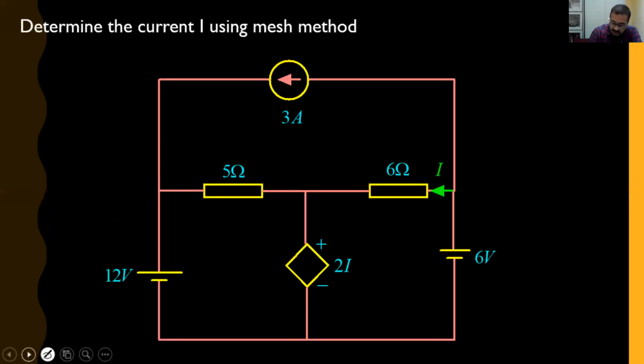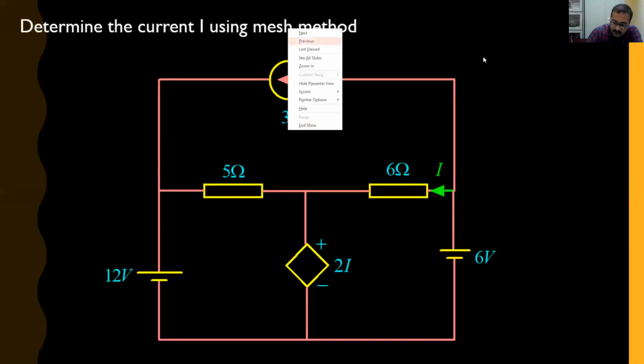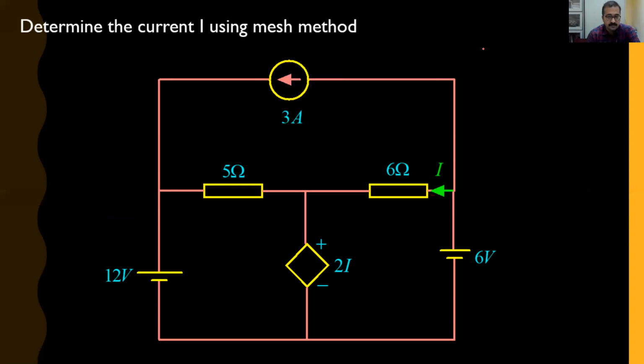Determine the current I using mesh method. You can see here, we have a plus minus. So what is this? This is a voltage source. How did I recognize that it's a voltage source? Because I was given polarity, plus or minus. If it's a current source, then you will be given only an arrowhead like this. There will be no polarities marked. So this is a dependent current source.